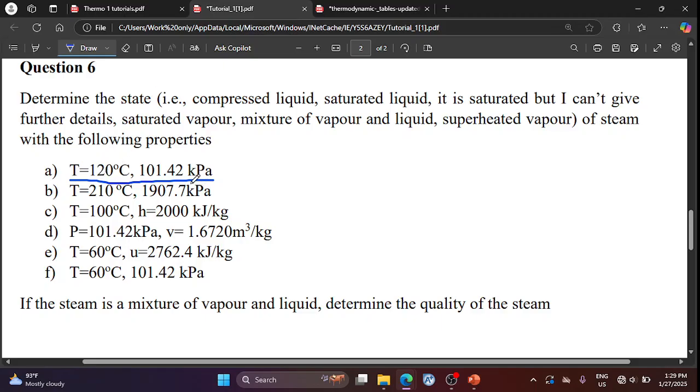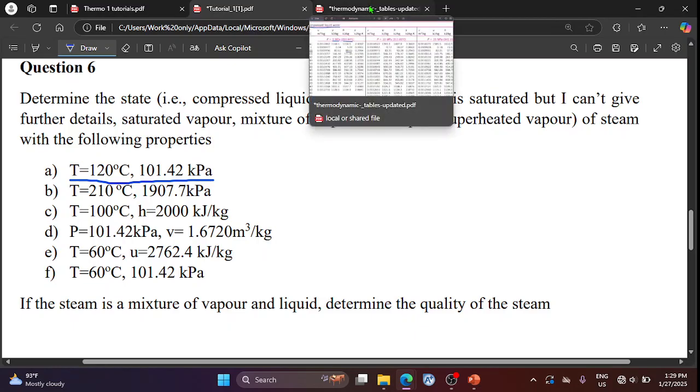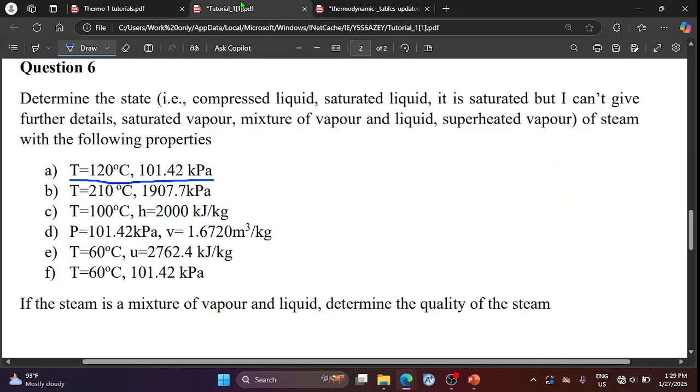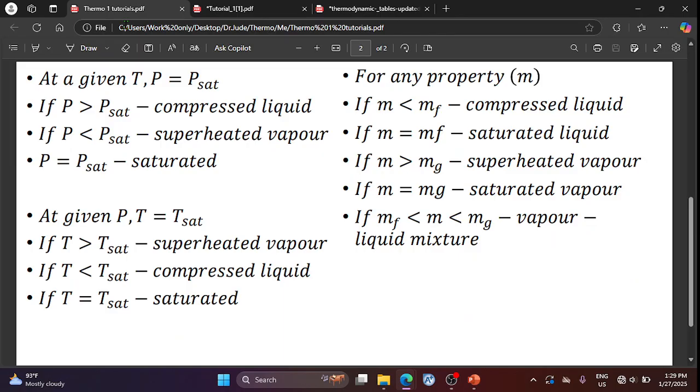So here I know the temperature, I know the pressure, I can determine whether it's saturated or compressed, I can determine the enthalpy, internal energy, all those things. I think before I get into the tables, let me give just a little side note so that we apply it to what we are doing.